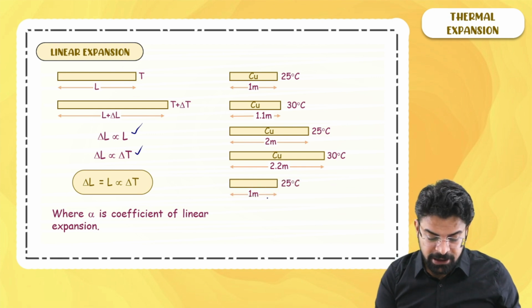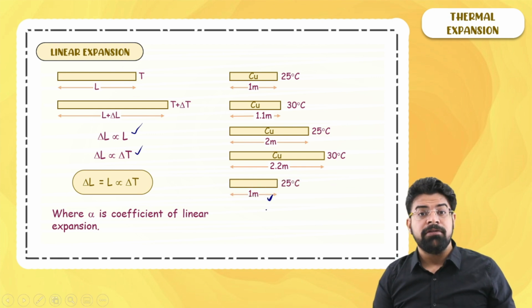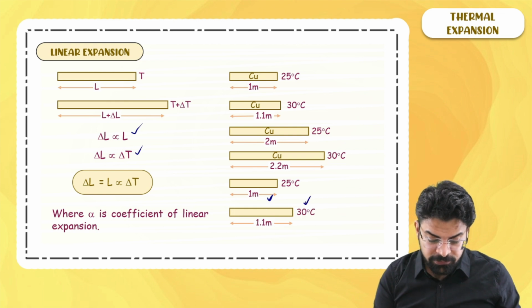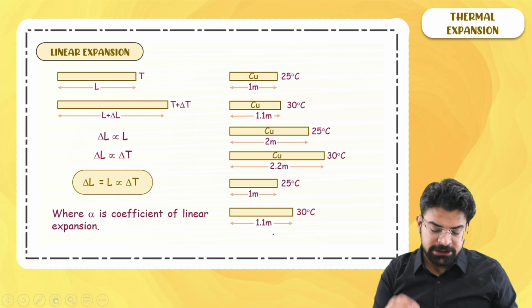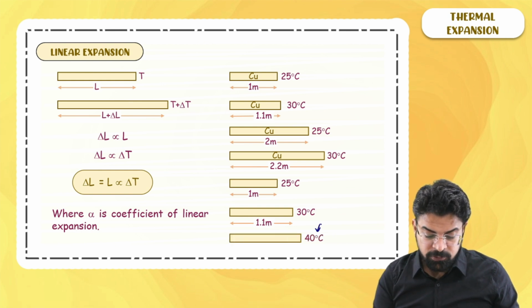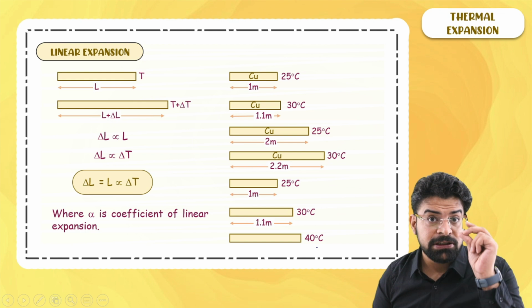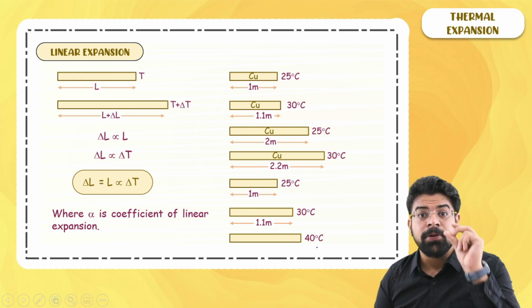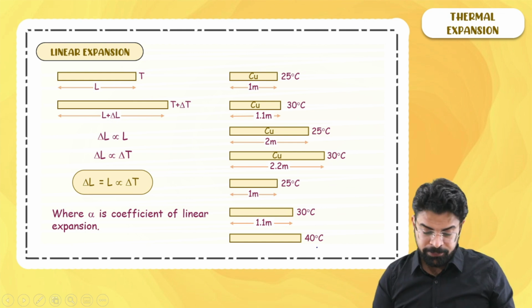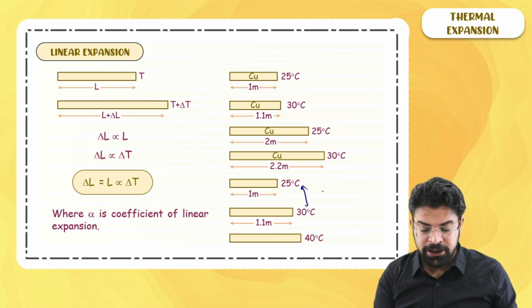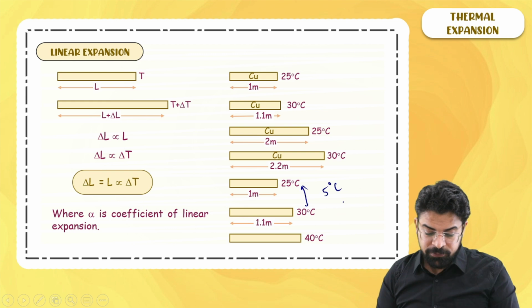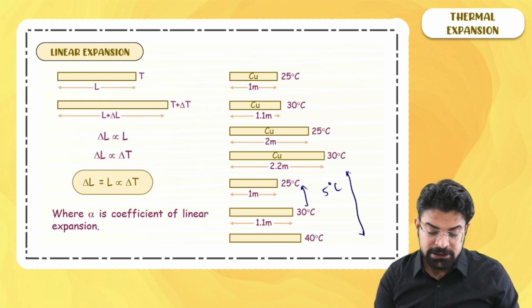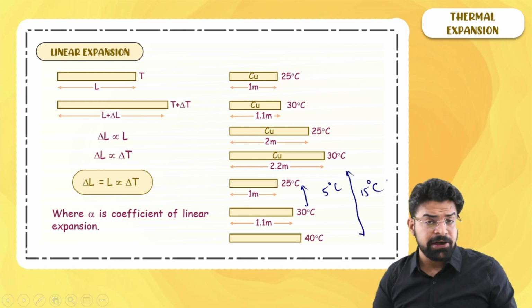So let's say we have a rod of length 1 meter at 25 degrees centigrade. At temperature of 30, the length is 1.1 meter. So question is, for the same rod, what will be the length at 40 degrees centigrade? The change in length is directly proportional to the change in temperature. So you'll say, sir, here first time you increase the temperature by 5 degrees centigrade from 25 to 30, and from 25 to 40 you increase the temperature by 15 degrees centigrade.